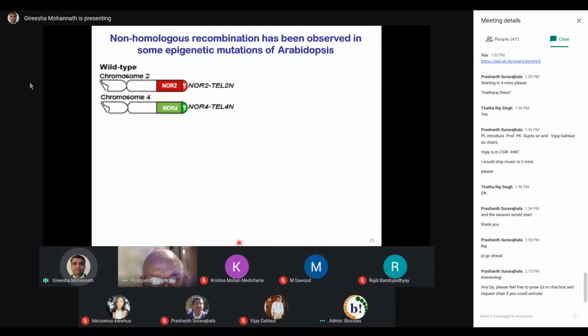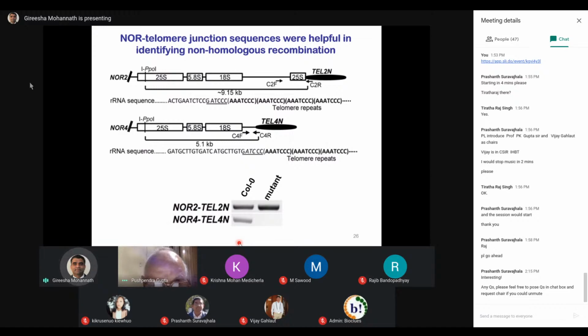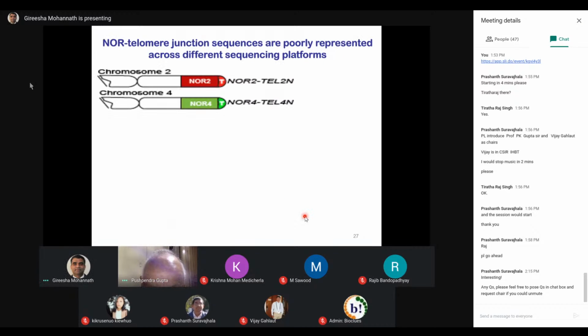Another aspect I want to quickly highlight is that while working with Arabidopsis, we observed that non-homologous recombination happens in some of these mutants. How could we know that? Because we sequenced the subtelomeric regions, which are unique, and there is a technique to design primers. It's a little bit tricky. Through amplification, we can tell if these junctions are there or have been deleted. For example, here I'm showing a mutant where it gets deleted. Then in another ecotype, I wanted to clone those junctions, but I was not able to do it.